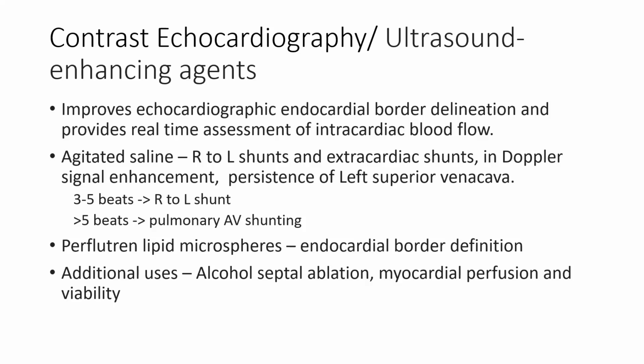When the bubbles are present in the right side of the heart and transfer to the left side of the heart within 3 to 5 beats, it suggests a right to left shunt. Whereas the bubbles appearing after more than 5 beats suggests a pulmonary AV shunting.